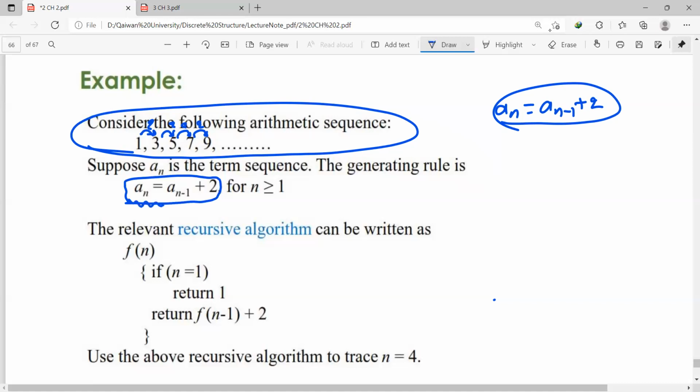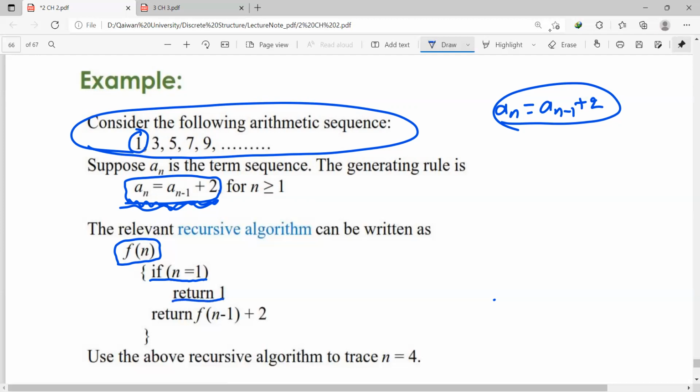To write down the recursive algorithm for this sequence, after finding the formula, we can write down the function. We say f of n. What should we find? We should find f of n, this is the output, and the input is n. We say if n is 1, always, the initial condition is fixed. The initial condition is the first term, as we talked about in the previous lecture. That means if n is 1, return 1.